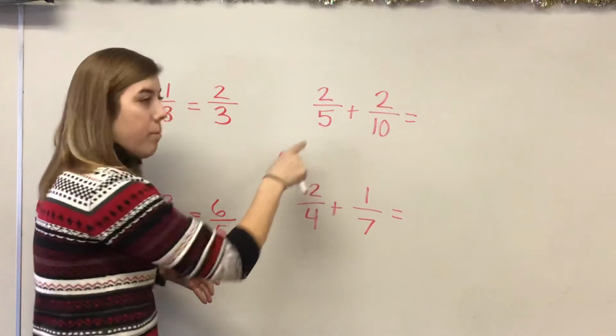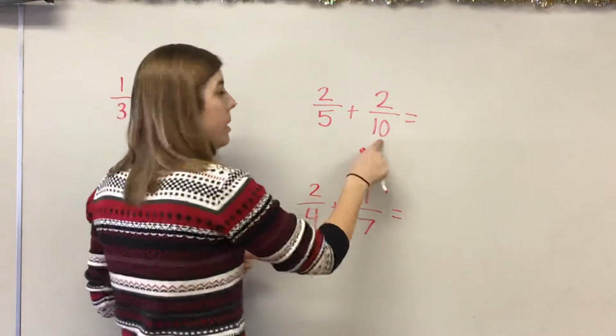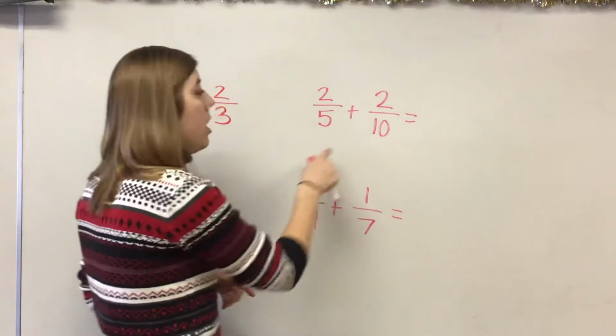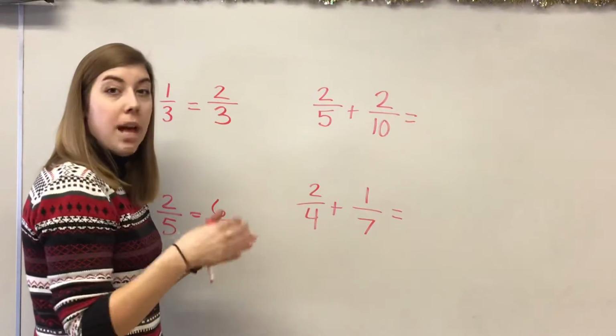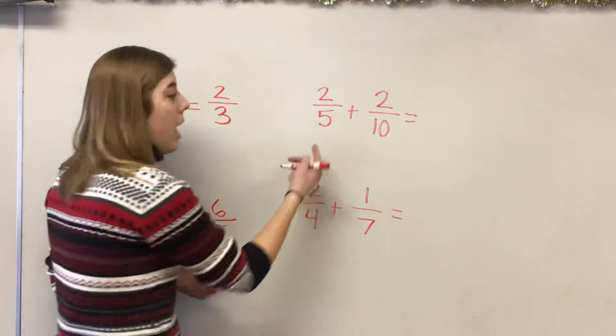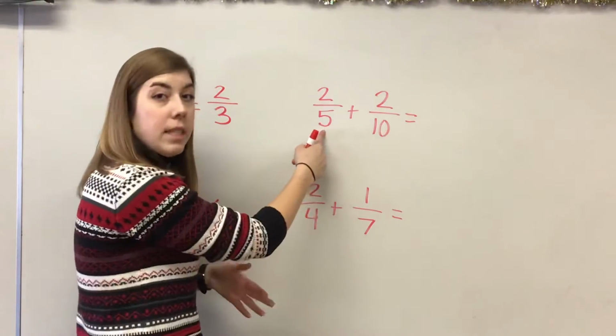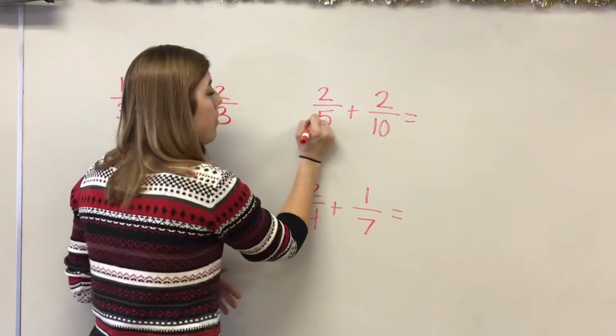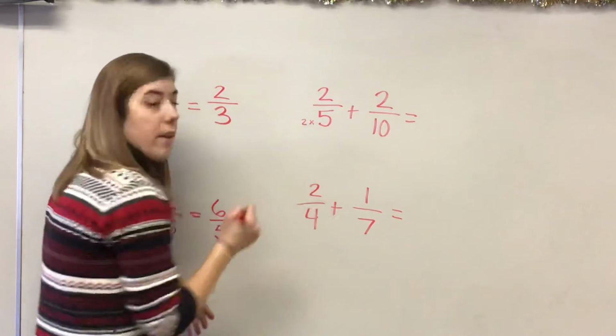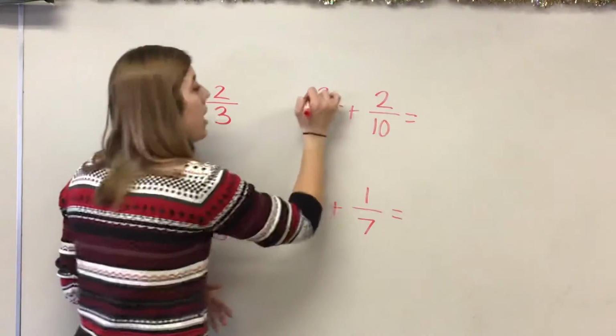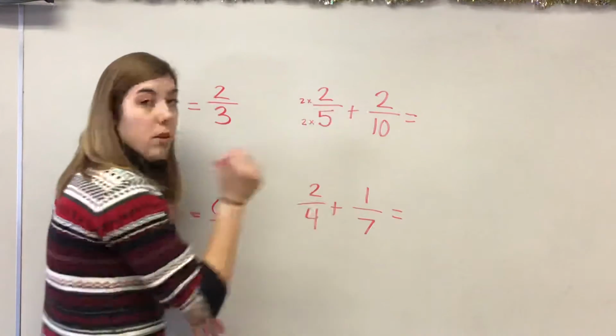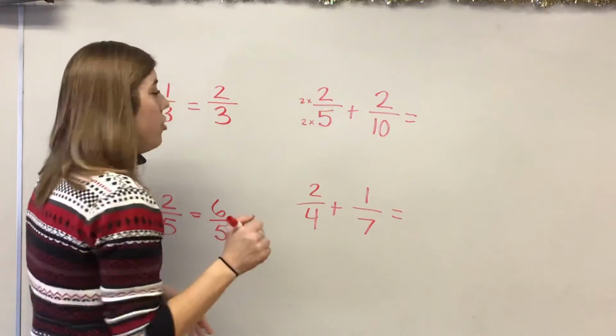These pieces are in fifth pieces. They'd be much bigger than these pieces, which are in tenths, okay? So before we can add them, I need them to have the same bottom number. I know I can change fifths into tenths by multiplying times 2. If you remember from creating equivalent fractions, that's exactly what we're doing. If you need a refresher on that, there's also a video on creating equivalent fractions on this channel.